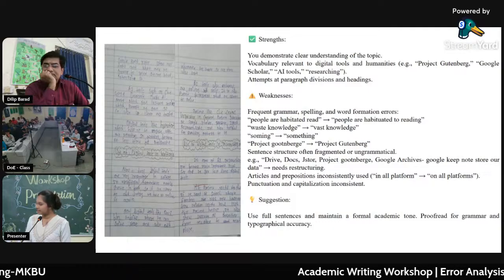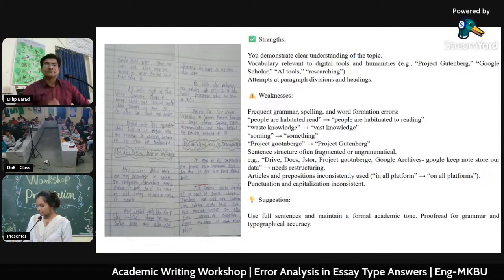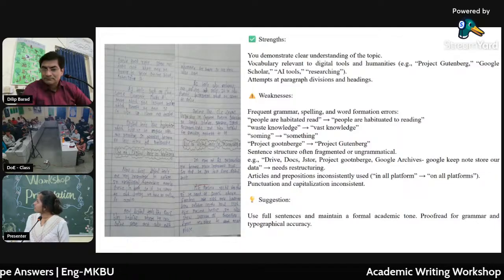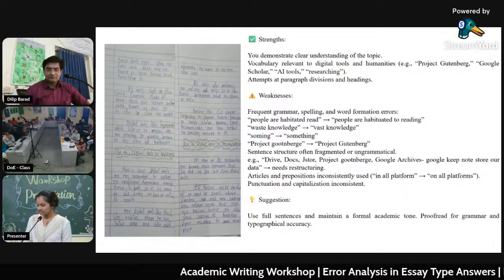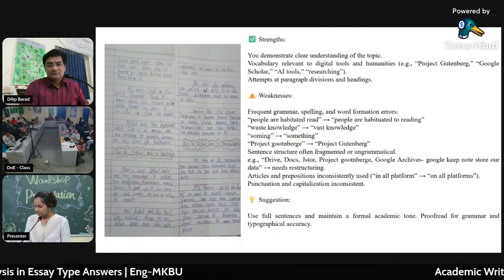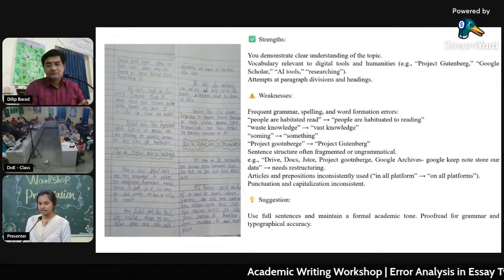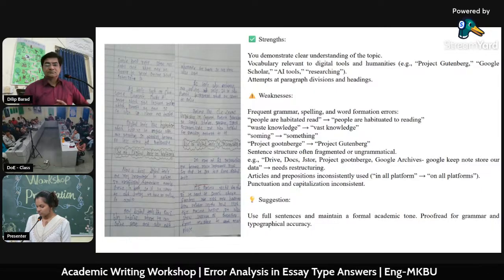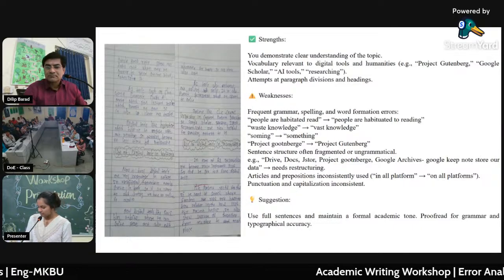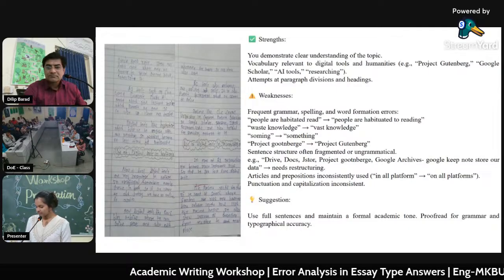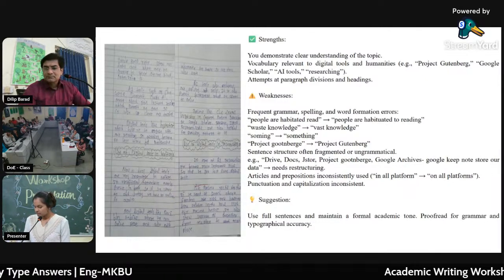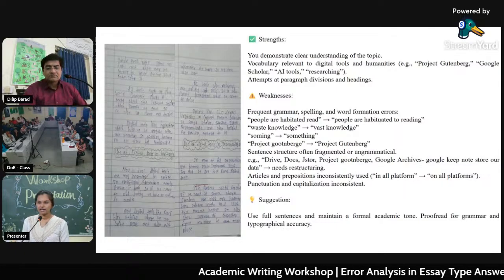This feedback highlighted a clear understanding of the topic, use of relevant vocabulary like Project Gutenberg, Google Scholar, and AI tools, and organizing the ideas with headings and paragraphs. However, it pointed out frequent grammar, spelling, and sentence structure errors, along with inconsistent punctuation and use of articles. From this I learned the importance of writing in full, grammatically correct sentences, and maintaining a formal academic tone through careful proofreading. So now I would like to invite Divya.